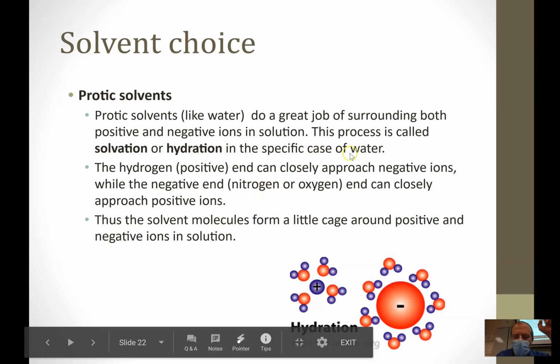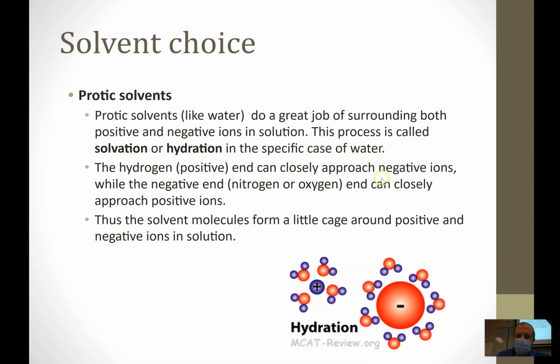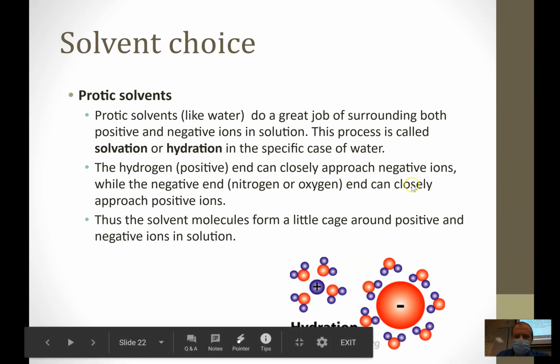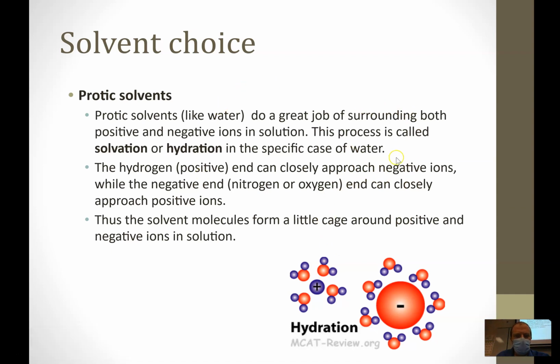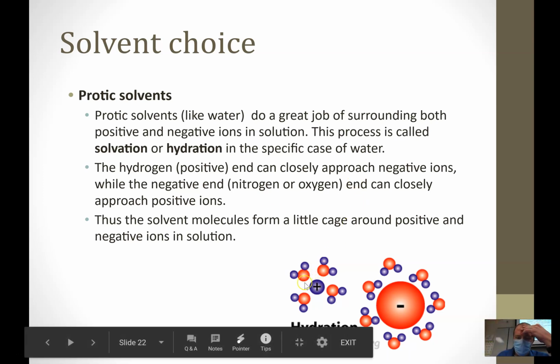So when you have some sort of ion in solution, it's going to interact with the solvent molecules. And protic solvents, remember, can hydrogen bond. They do a great job of what we call solvating both positive and negative ions because, if you take water, for example, the oxygen is partially negative.